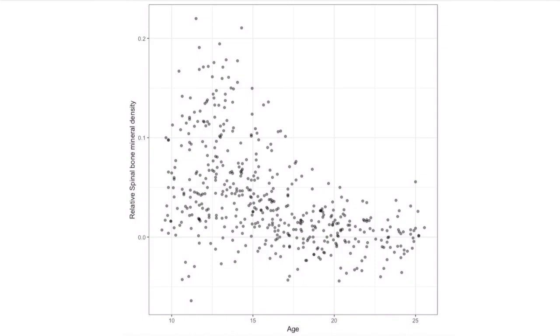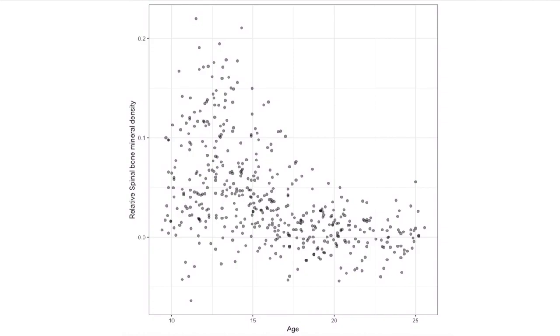So let's take a look at this bone density data, and we'll use this to show some of the failings of normal linear regression. This bone data is in the elasticnet statistical learning package in R. It has 485 observations on four different variables, but we're just pulling out two for simplicity. Our response here is a relative spinal bone mineral density measurement, and our predictor is age.